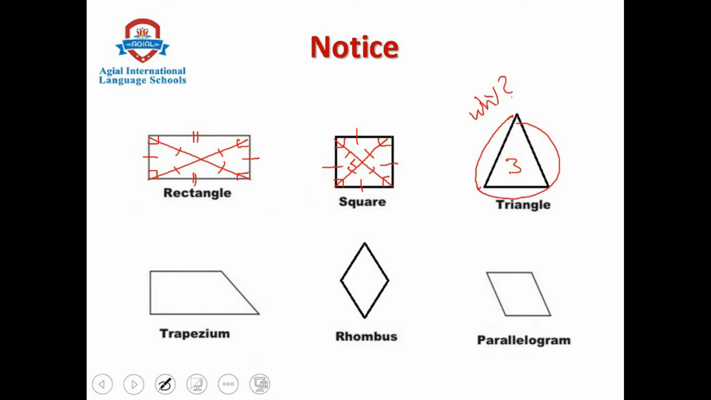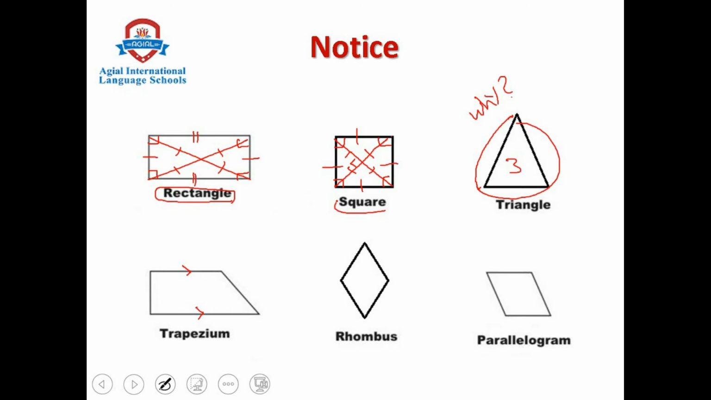Okay, so in the fourth figure we have the trapezium, and in a trapezium only 2 opposite sides are parallel and not equal. When we talk about a rectangle, each 2 opposite sides are equal and parallel, and in the square they are equal and parallel. So in a trapezium we have only 2 opposite sides parallel and not equal in length.